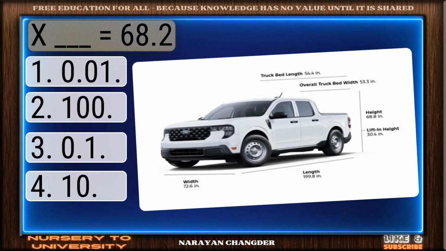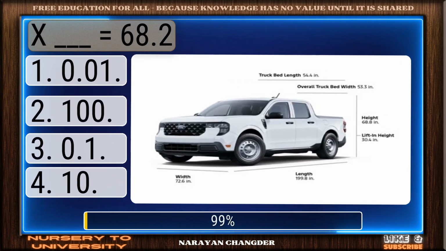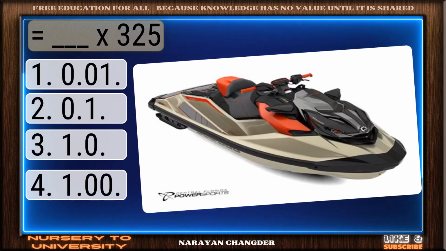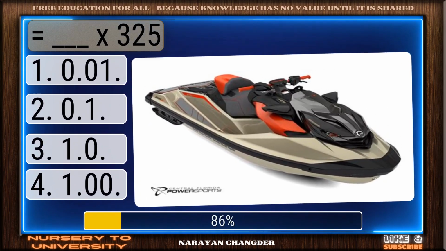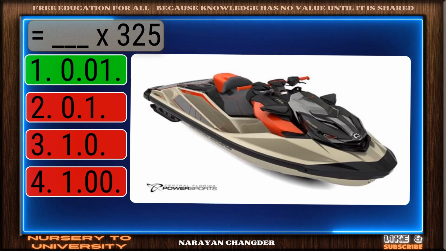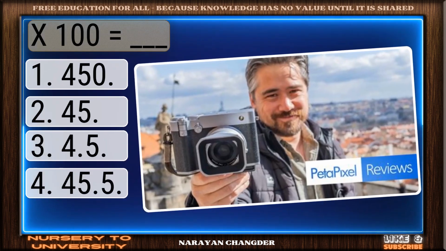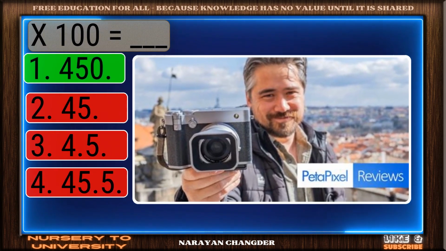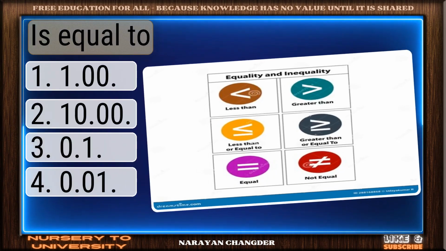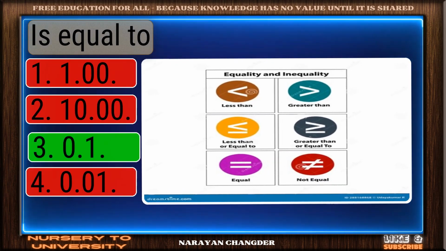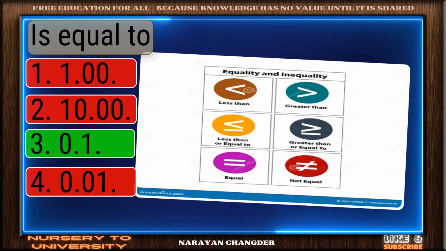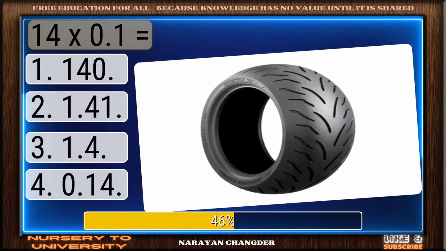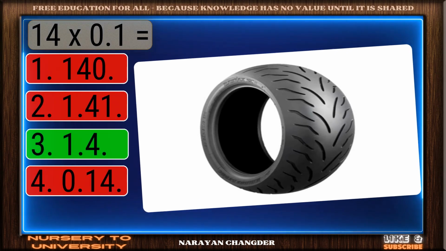X dash equal to 68.2. You chose 0.1 and it is correct. Equal to dash x 325. Excellent choice. 0.01 is the right answer. X 100 equal to dash. Smart move. 450 is an accurate answer. Is equal to. Clear logic. Your choice 0.1 is sound and 100% true. 0.1 equal to. Bravo. 1.4 is the answer.